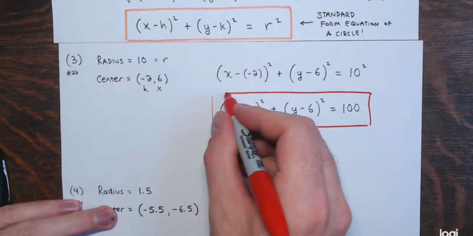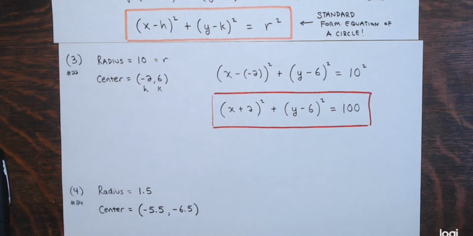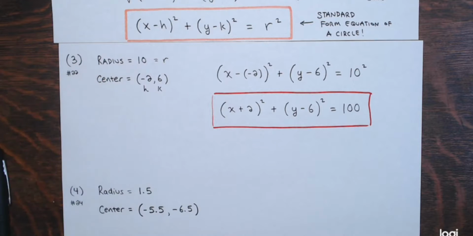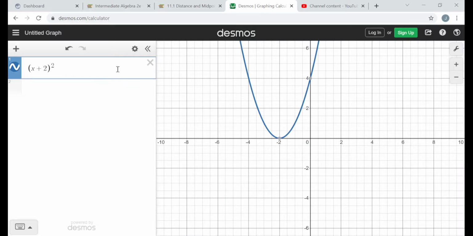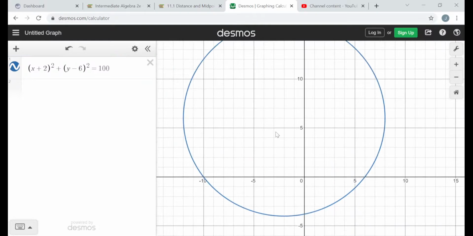Again, I'm going to go back to the Desmos site and enter this equation and see if we get a nice looking circle with a center at -2, 6 and a radius of 10. Right, all the points on the circle are 10 units away from -2, 6. So the equation we ended up with was this: the quantity x plus 2 squared plus the quantity y minus 6 squared equals 100. Right. Let me zoom out a bit so we get the whole circle in the picture.